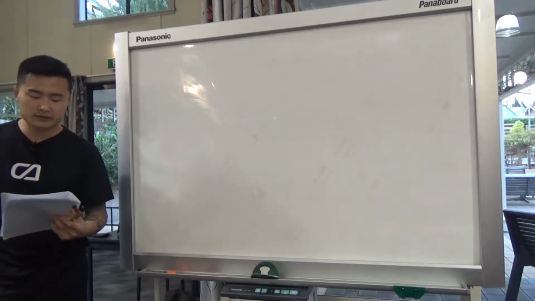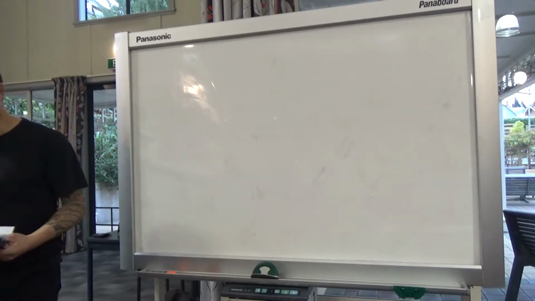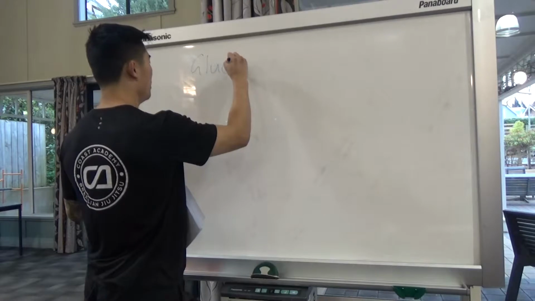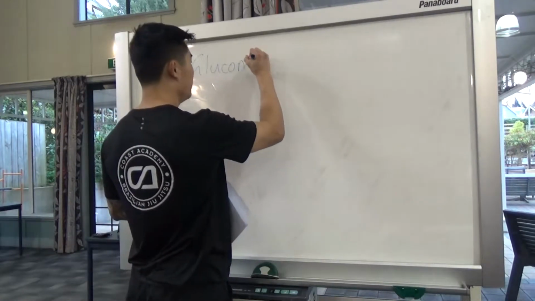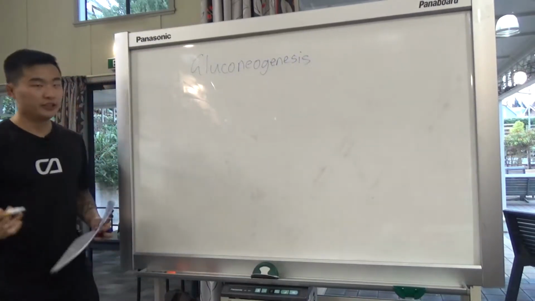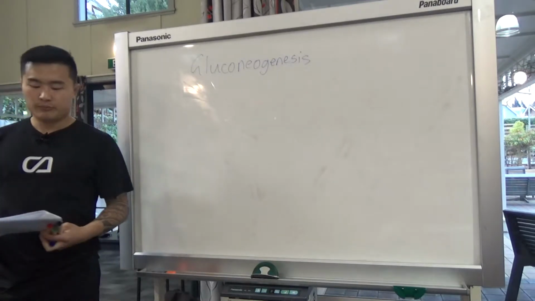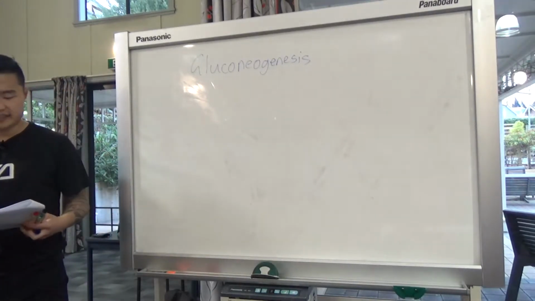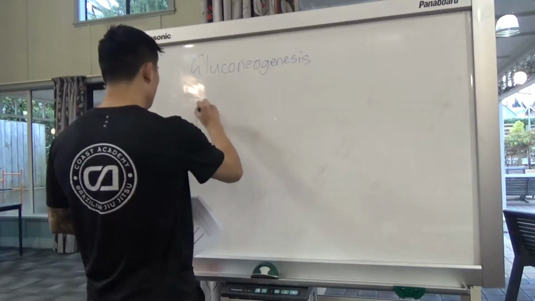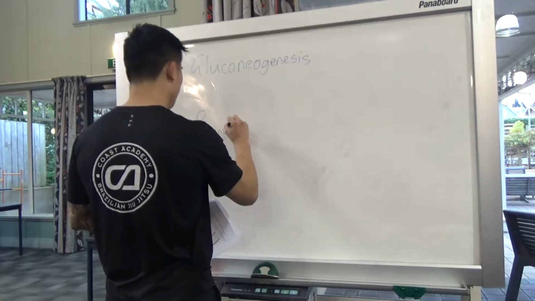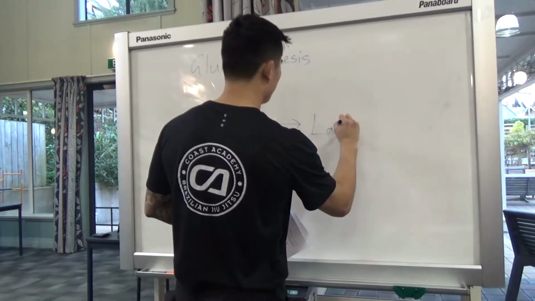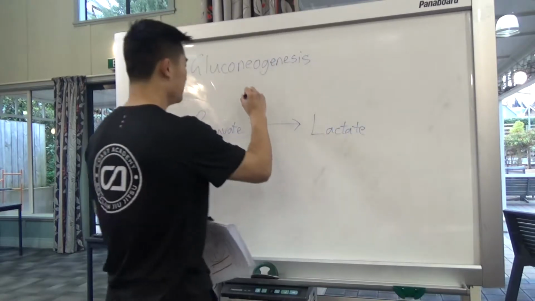And pyruvate is one of the main substrates for gluconeogenesis. Okay, so I'll spell that out. Gluco for glucose, neo for new, and genesis to create. So we're creating new glucose, and pyruvate is the substrate for gluconeogenesis in the liver. So in this liver cell, you're converting all your pyruvate into lactate or lactic acid, right?